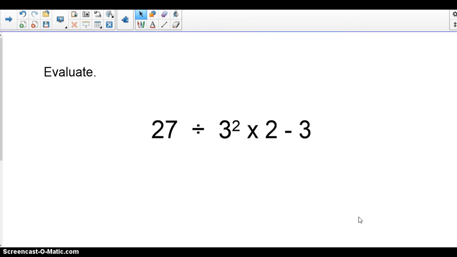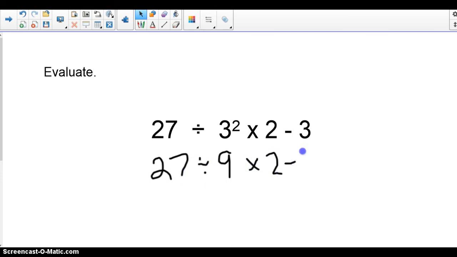As you look at this problem, you'll see that we do not have any parentheses, but we do have an exponent that we need to take care of. So we're going to first do that. We've got 3 squared, which is equal to 9. And then I'm just going to rewrite the problem. Not very easy to write on this tablet, but we're going to give it a try. Next, you'll notice that all parentheses, exponents, that level has been taken care of.